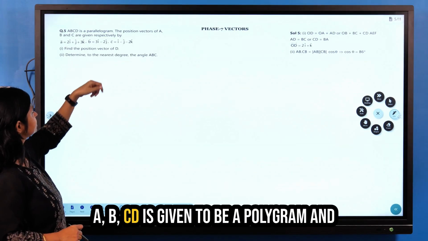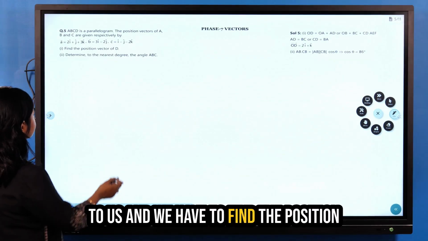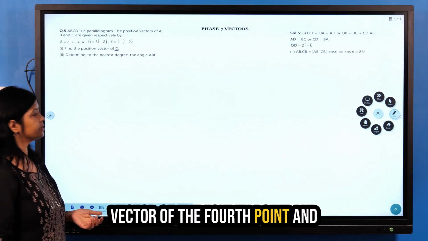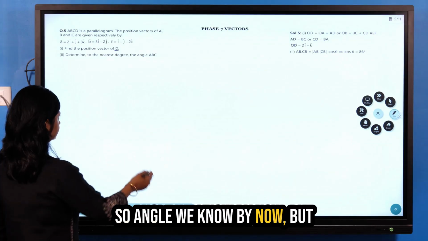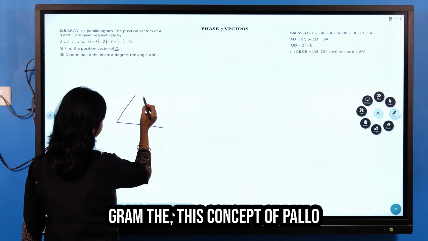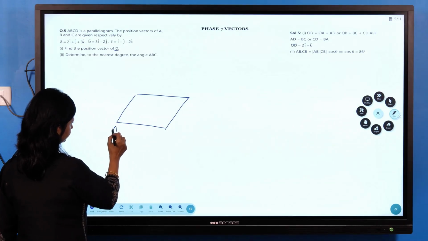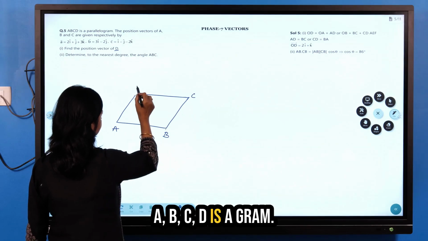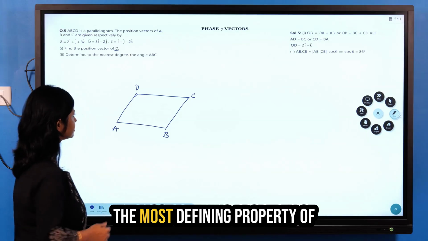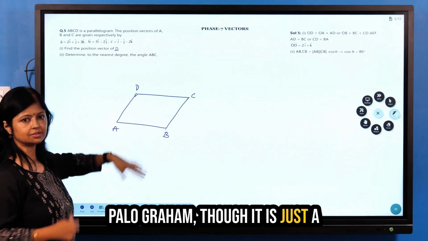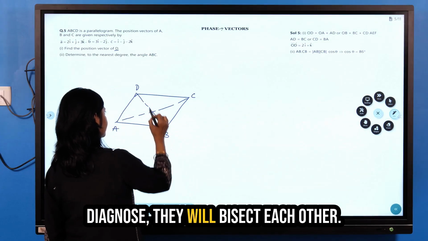Here, ABCD is given to be a parallelogram and position vectors of A, B, C are given to us. And we have to find the position vector of the fourth point and then the angles we have to find out. Angle we know by now, but this concept of parallelogram we have been dealing with for very long. ABCD is a parallelogram. We have to always remember that the most defining property of a parallelogram, though it is just a set of parallels, is also that the diagonals will bisect each other.